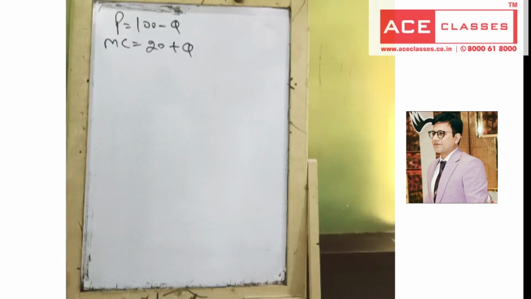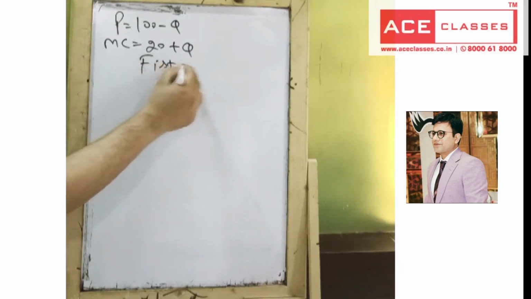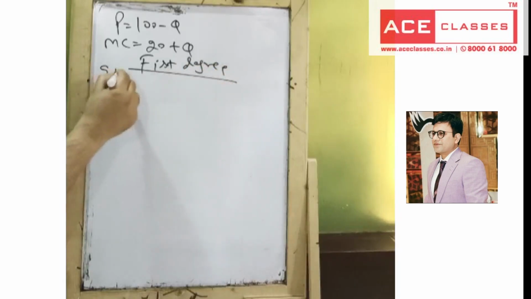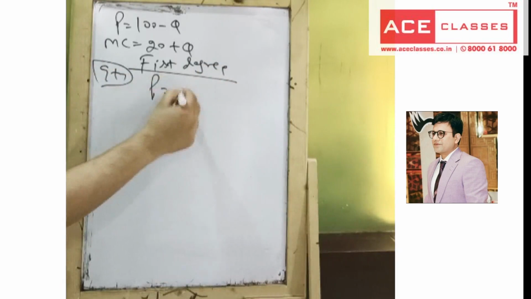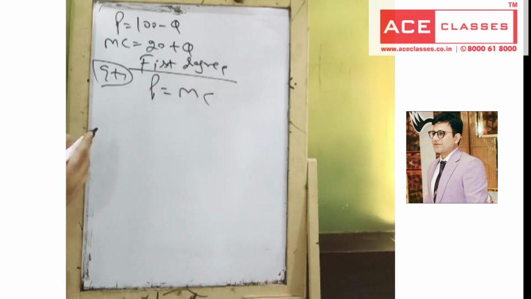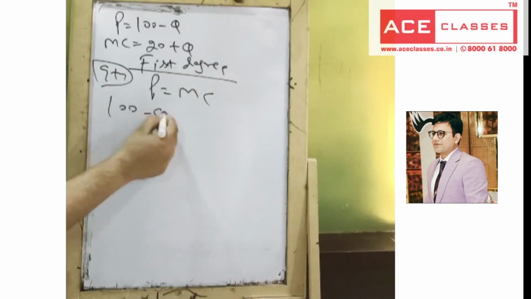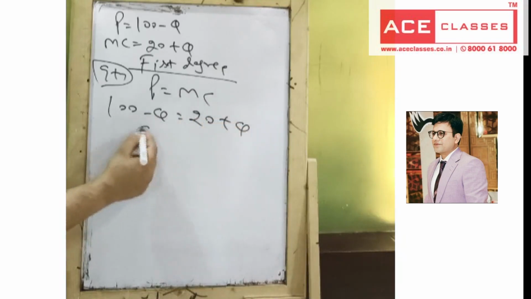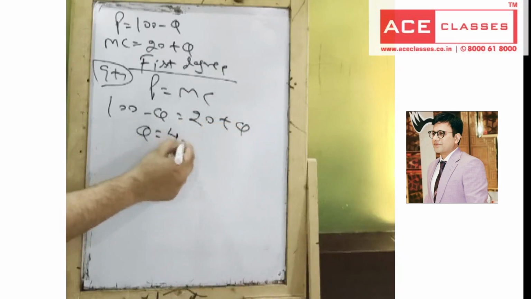So now we have one more example. Suppose we've got again a price function and MC as well. So now if there is a first degree price discrimination and we need to solve the quantity, you know that we're going to use P is equal to MC. So 100 minus Q is equal to 20 plus Q, and that shall give us Q as 40.